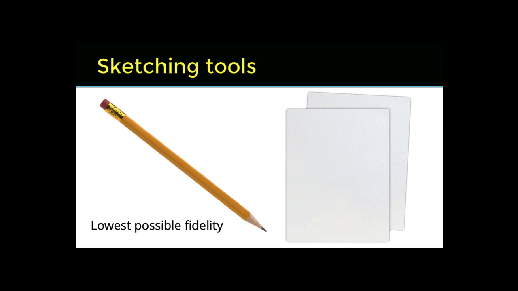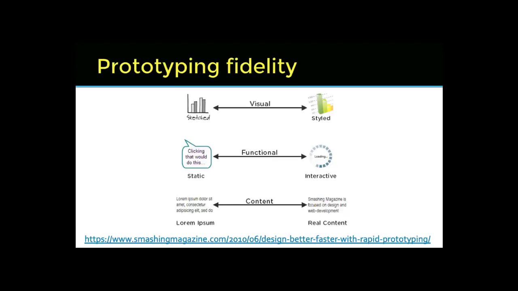It's very important that you use pencil and paper, because what we want here is to generate the lowest possible fidelity in this prototype. Fidelity means how close the prototype resembles the final solution. There are multiple dimensions of fidelity, and prototypes can lie anywhere on the spectrum for each of these dimensions. The fidelity that you want to use depends on the stage of the design process, but it also depends on the goal for the prototype.